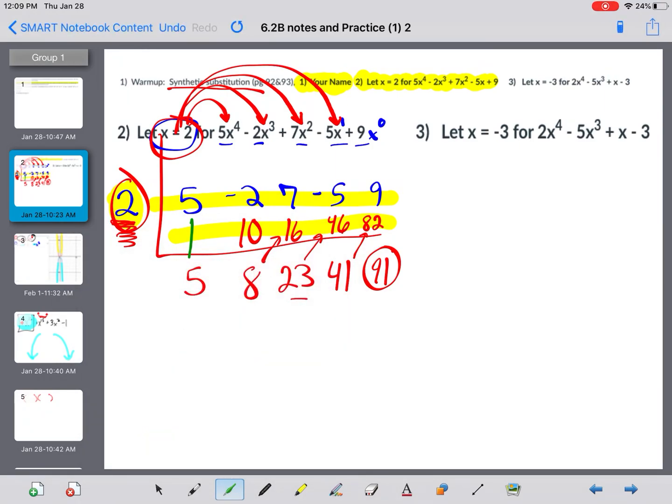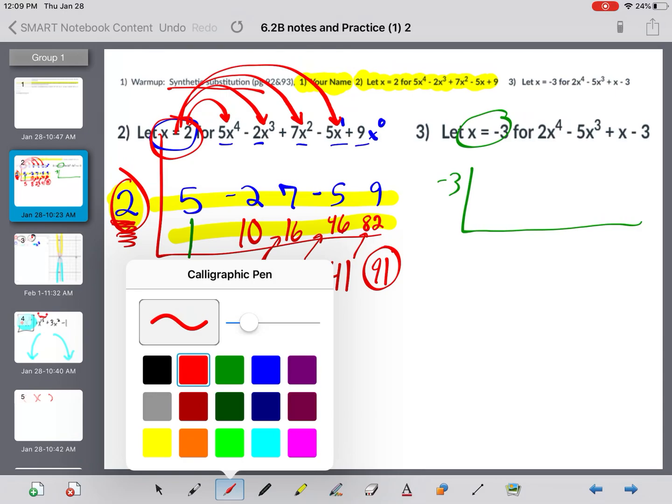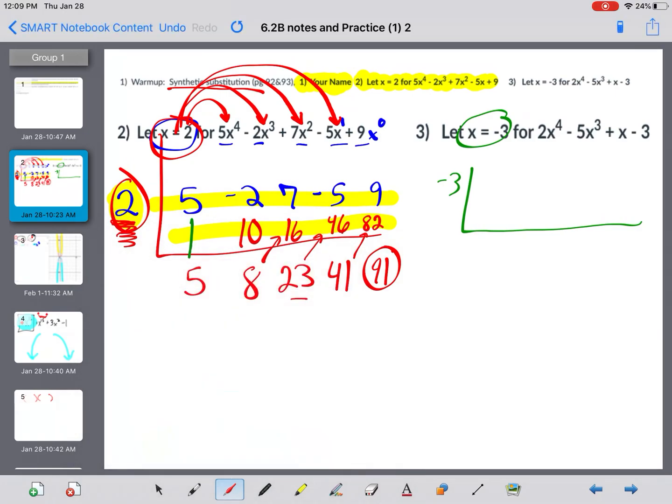Number 2, very similar, but number 2 is a little trickier. Well, your multiplier is -3, but check for any missing terms. Are there any missing terms? I see degree 4, I see degree 3, I do not see degree 2. So there's a missing x squared term there. It means there's 0 x squareds. So your coefficients are 2, -5, 0 to go in place of that x squared.